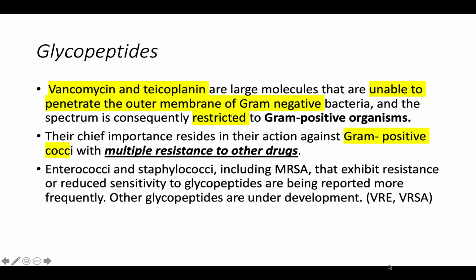Let's start with the glycopeptides. I think we went through them. We talked about vancomycin and teicoplanin. We mentioned how they are restricted to gram-positives as they are unable to penetrate the outer membrane of the gram-negatives. I mostly use them on gram-positives that have multiple resistance to other drugs, often MRSA.